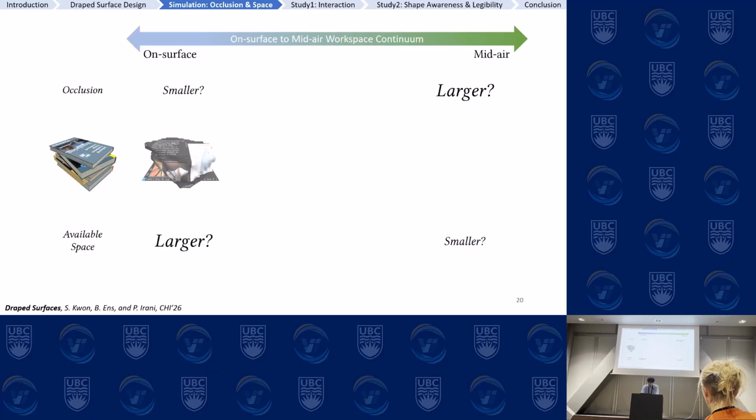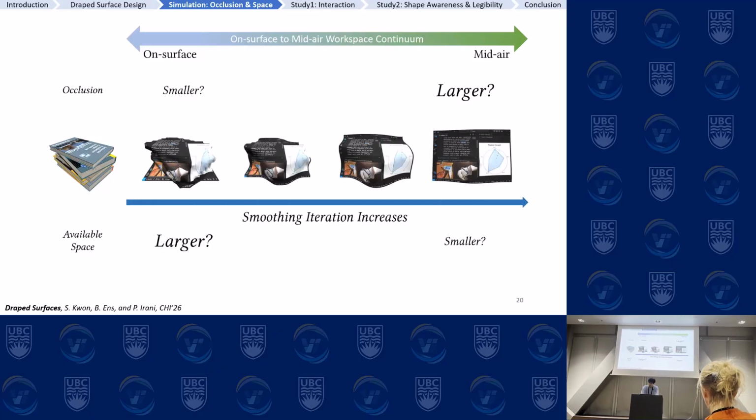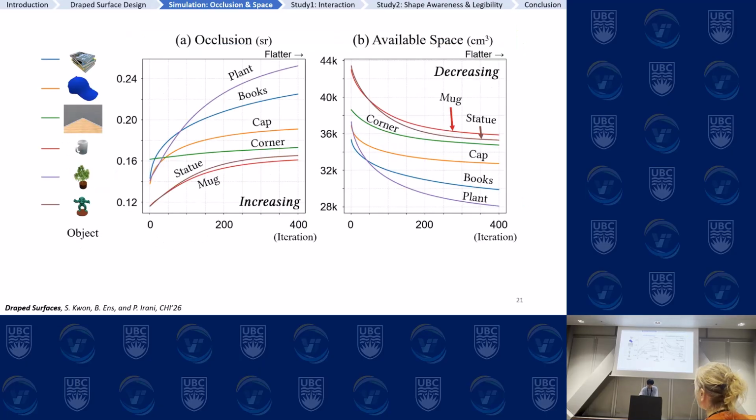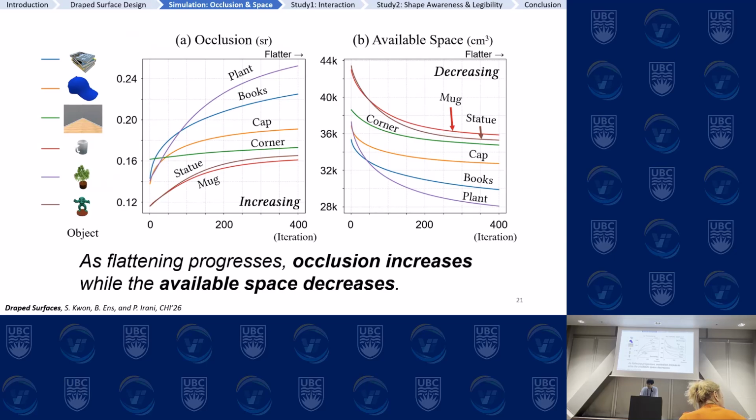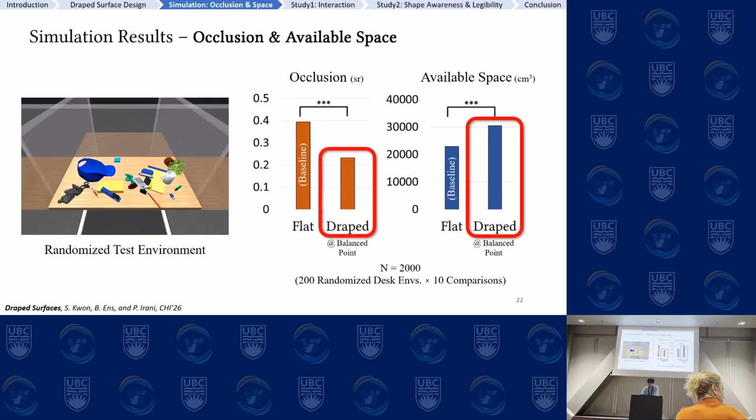For several objects, we examined how occlusion and available space changed as smoothing was applied. By performing smoothing iterations for each object, we observed that as the interface becomes flatter, occlusion increases and available space decreases. Also, in more general environments, we similarly confirmed that in the draped condition, occlusion decreases while available space increases. This suggests that the draped interfaces can support a wider field of view and provide more available free space.